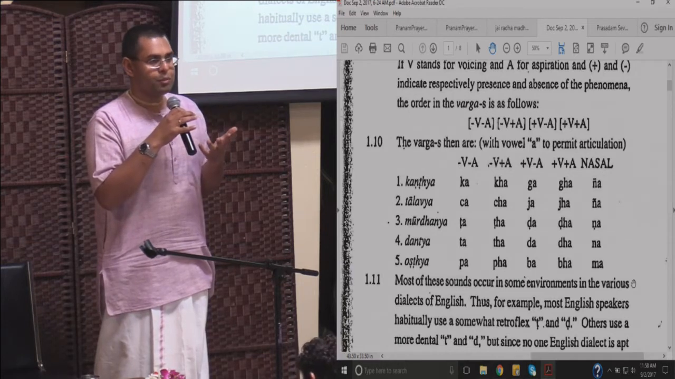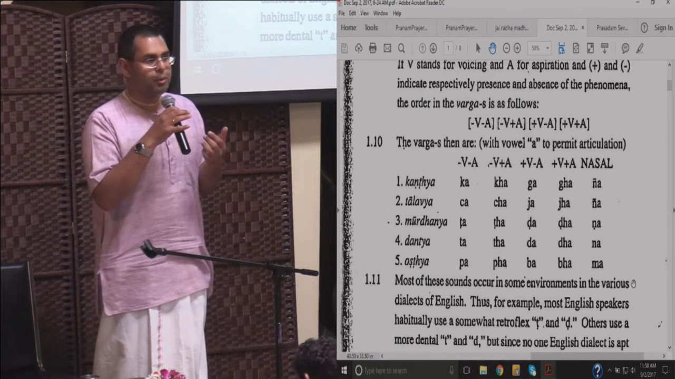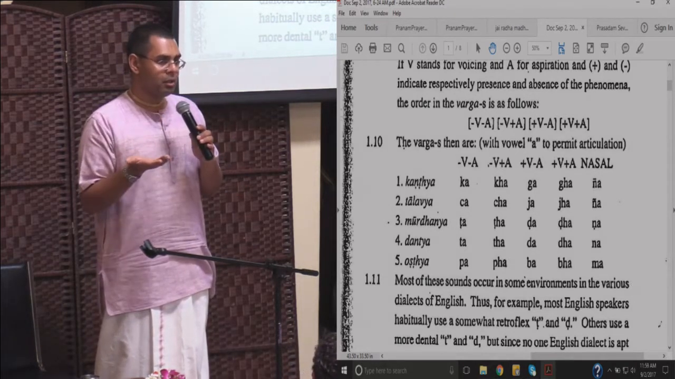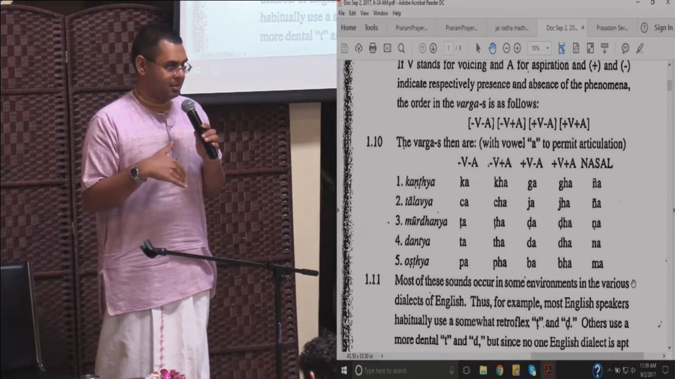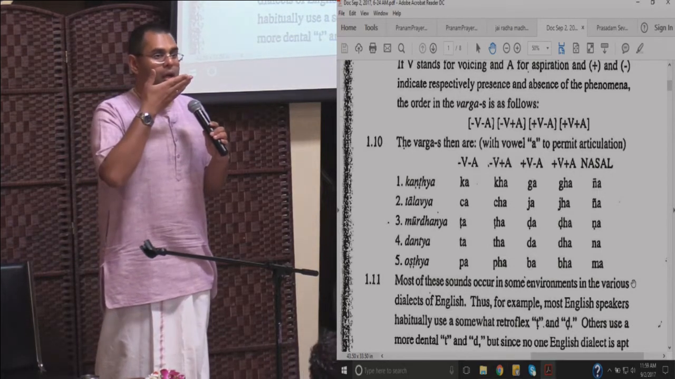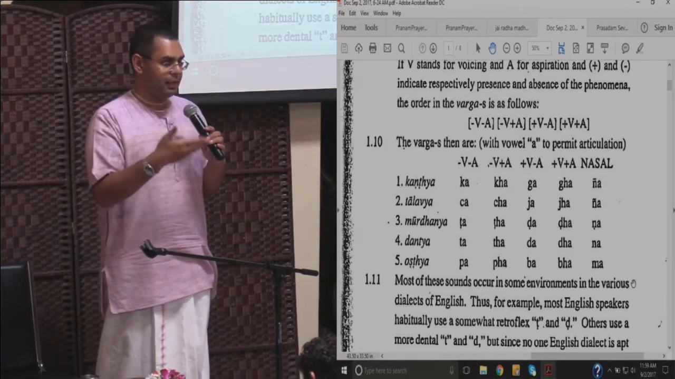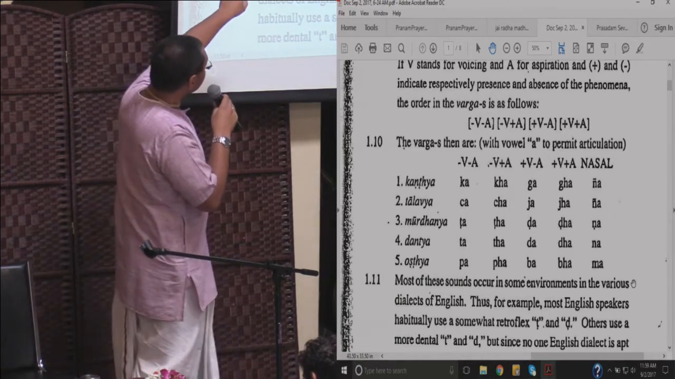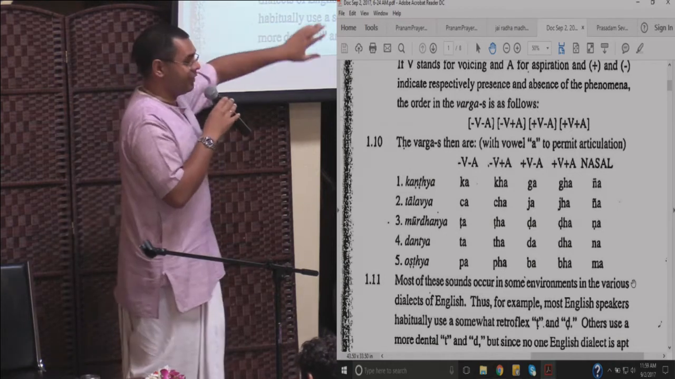The A, or aspiration, is a little easier to explain. That's an H sound that you can add to a letter. So the difference between ga and kha, or between ga and gha, one has air, the other has less. Okay, ga, kha, you can feel it. You can feel the air come out.